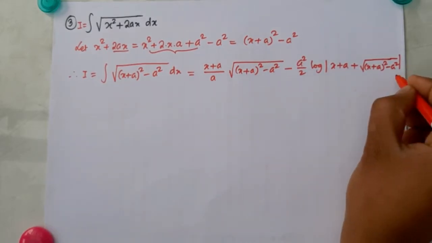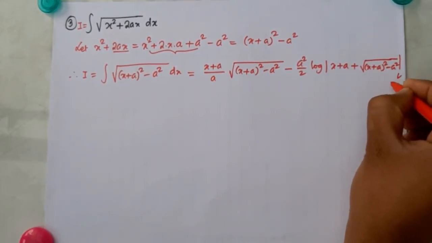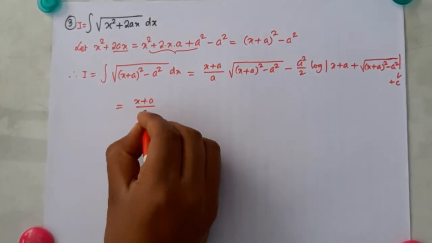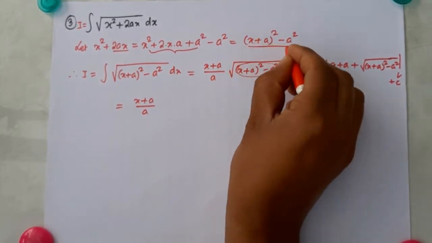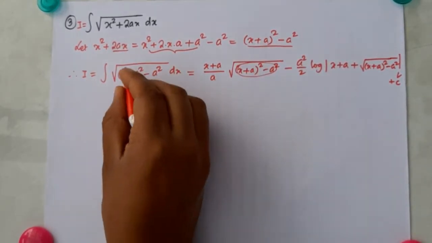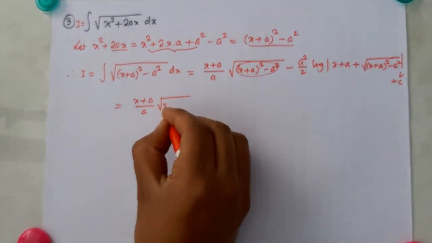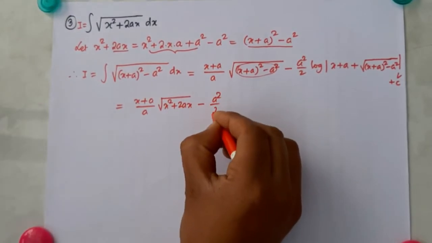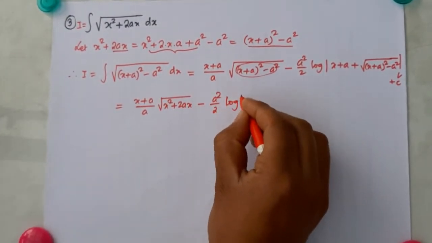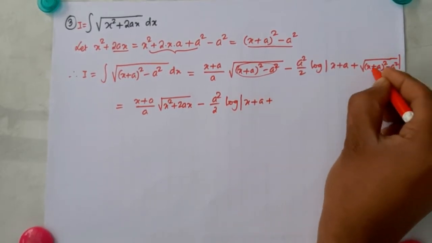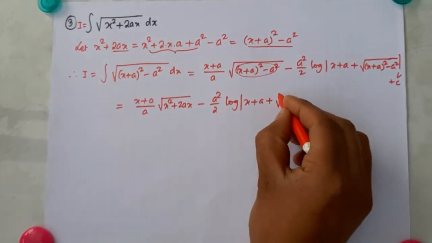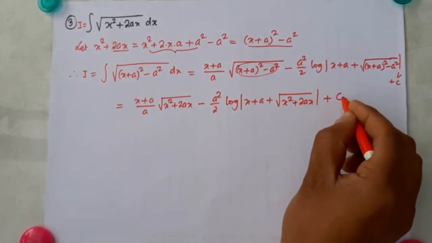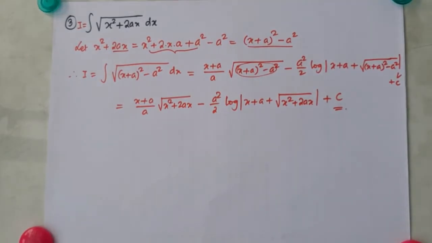Okay, now actually you have to put a constant of integration here, so you can put that also, so plus c. Okay, so this is x plus a by a, you know this, right? So this is equal to this much, so instead of this, we can directly write x square plus 2ax minus a square by 2 log. So we have got x plus a, and again this is what? This is this much, which is square root of x square plus 2ax, and we'll put a constant of integration. So this will be your answer for this particular question.